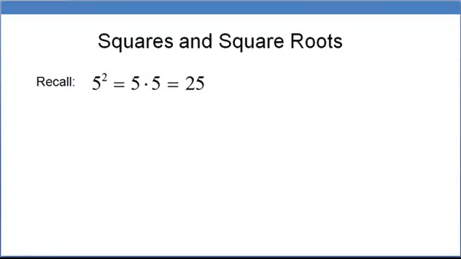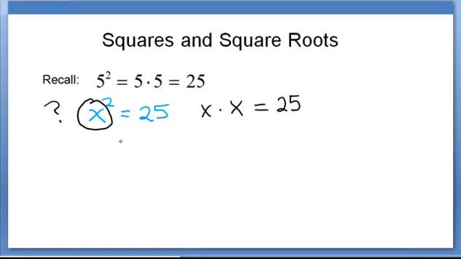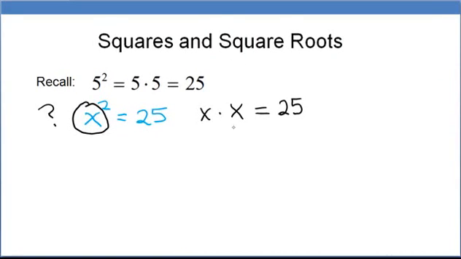Our new question is, we have something squared, and we know the answer, but we'd like to find out how to go backwards and figure out what it was that was squared to give 25. So this is a square root question, and the inverse of raising something to the second power.